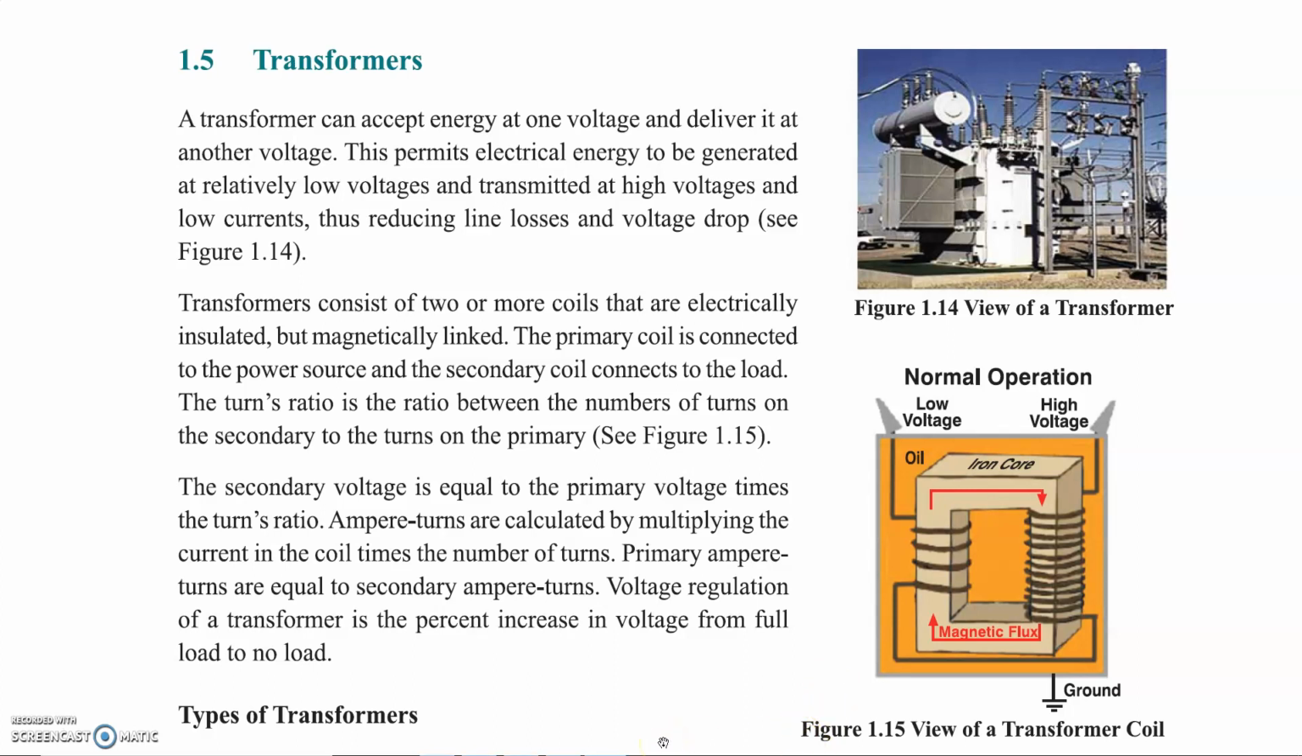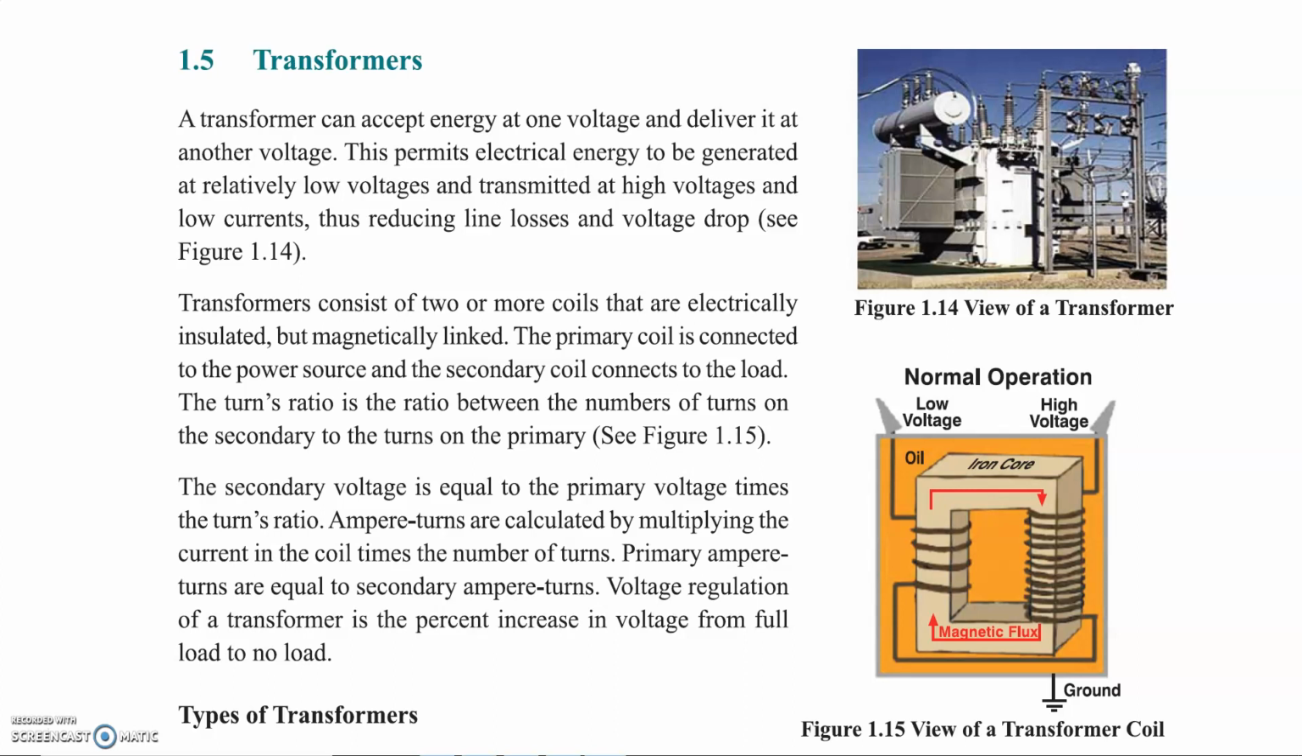All right. So another important term related to transformers is the voltage regulation. So voltage regulation of a transformer is the increase in voltage from full load to no load. What happens is, when the transformer is fully loaded, the voltage is slightly reduced. But when the transformer is absolutely not loaded, no load is connected to the transformer, and this transformer is on, then the voltage increases slightly.